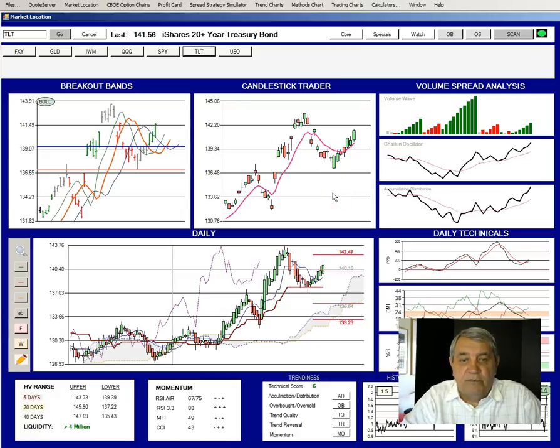So our outlook for TLT for the week ahead is to hold long, and we anticipate that TLT could bump against the 142.47 top of the range, or even go beyond it. So we would be holding long TLT for the week.